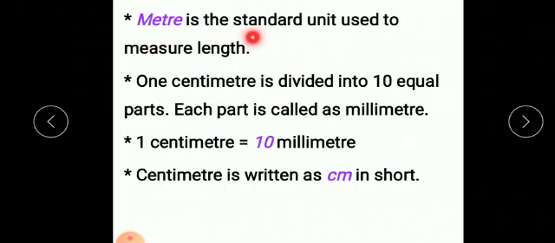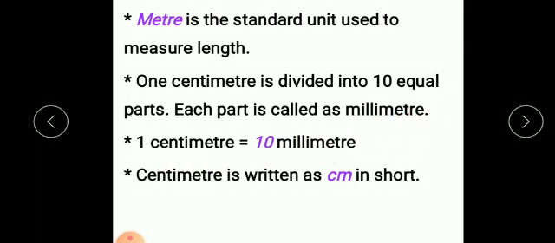So meter is the standard unit used to measure length. Meter is the standard unit used to measure length. Now here, 1 centimeter is divided into 10 equal parts. Each part is called a millimeter. Children, 1 centimeter is divided into 10 equal parts and one part out of those 10 parts is called a millimeter. 1 centimeter is equal to 10 millimeter.